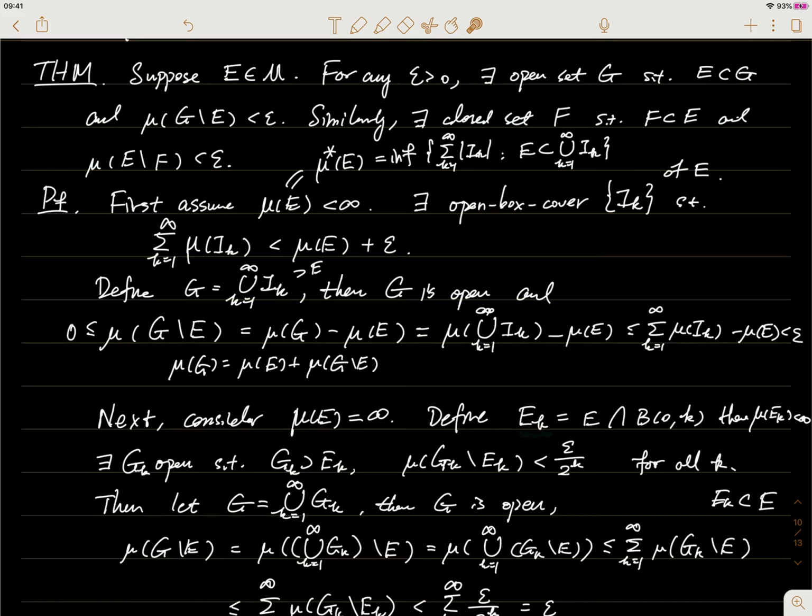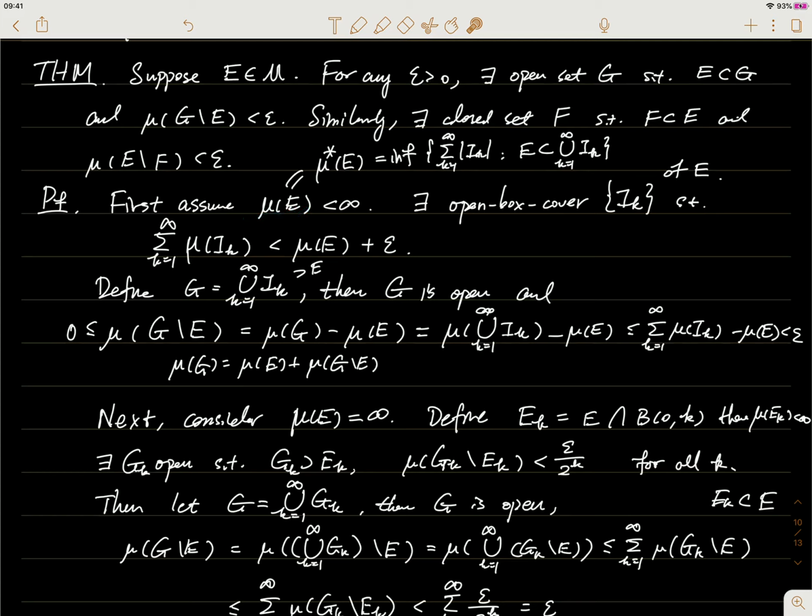We consider E_k, which is just the intersection of E and this ball, B(0, k). So this ball is centered at 0, or the origin, with radius k. So when k gets larger and larger, this ball is getting bigger and bigger. Okay, I take the intersection of these two, I get E_k. Okay, and now I know that this E_k will have a finite measure because it's just a subset of a bounded ball. So the measure of this is finite. And because of that, we can use what we just proved here.